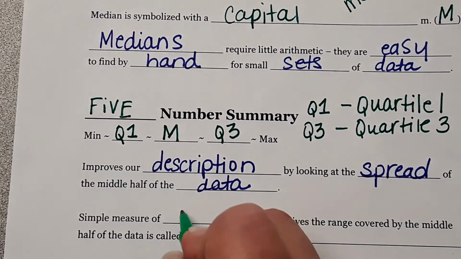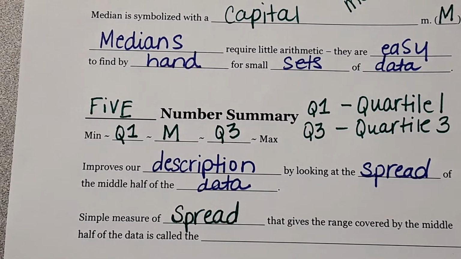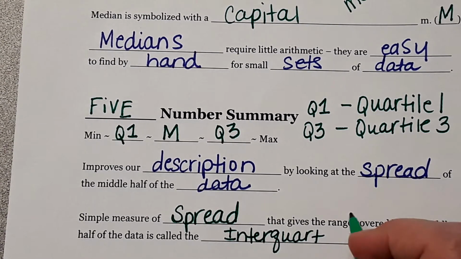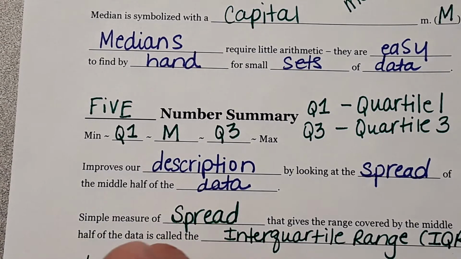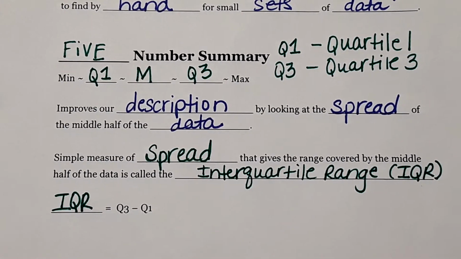A simple measure of spread that gives the range covered by the middle half of the data is called the interquartile range. And we abbreviate it IQR. So the IQR is quartile 3 minus quartile 1.